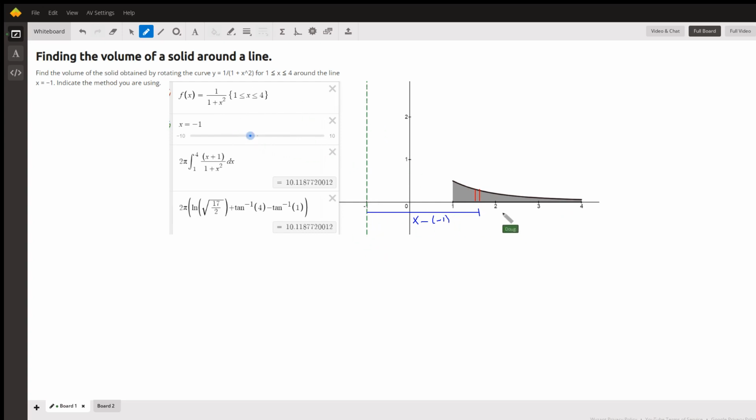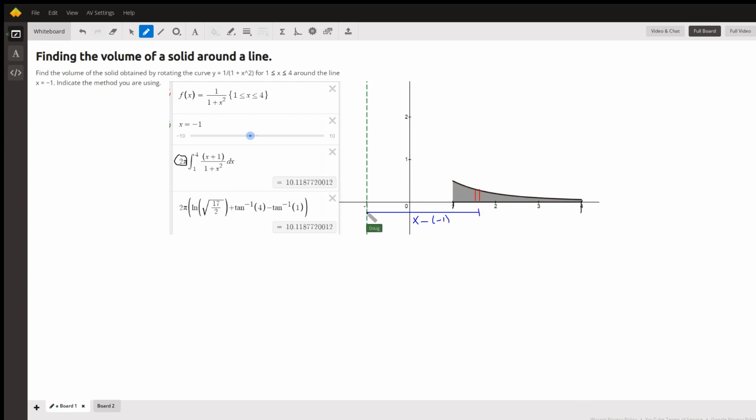When you use the shell method, your shells are parallel to the axis of revolution. And the formula you want to use is 2 pi times the definite integral from this left-hand endpoint to this right-hand endpoint of the average radius times the height of the shell.